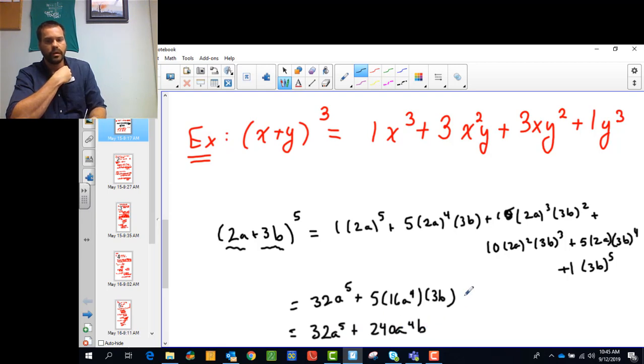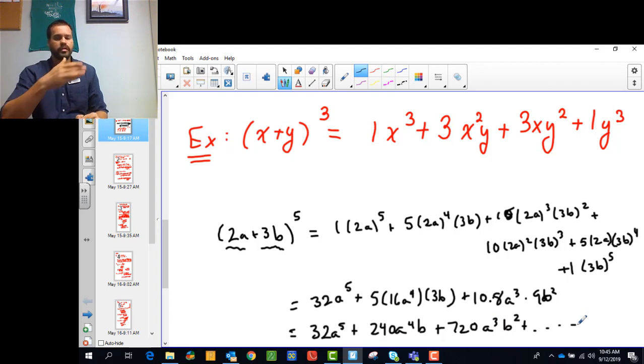All right, and the next term would then be 10 times 8a cubed, and then times 9b squared. So you're going to end up there with 10 times 8 is 80. 80 times 9 is 720, and you're going to have a cubed b squared. Okay, and then we would continue on.